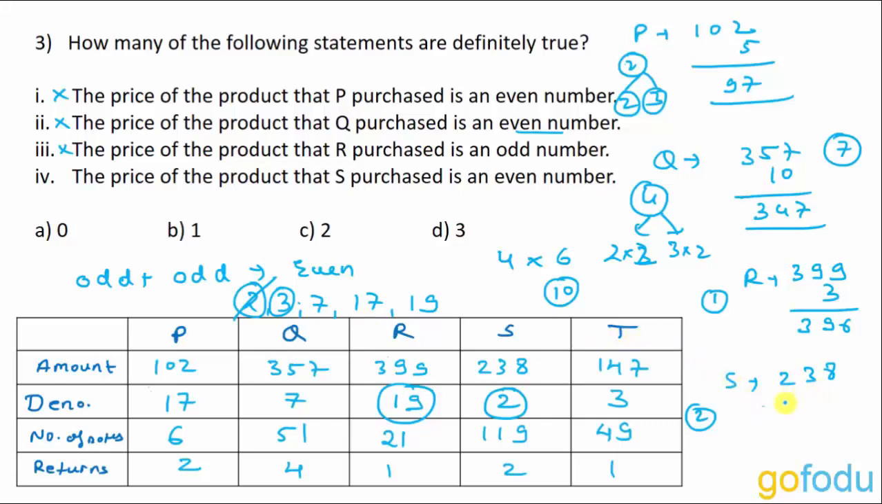So S is 238, which is even. So even minus even will always give us an even number. That means the price of the product that S purchased should always be an even number. So the answer for this question will be option B. One statement is definitely true among these 4. Let's look at the next question.